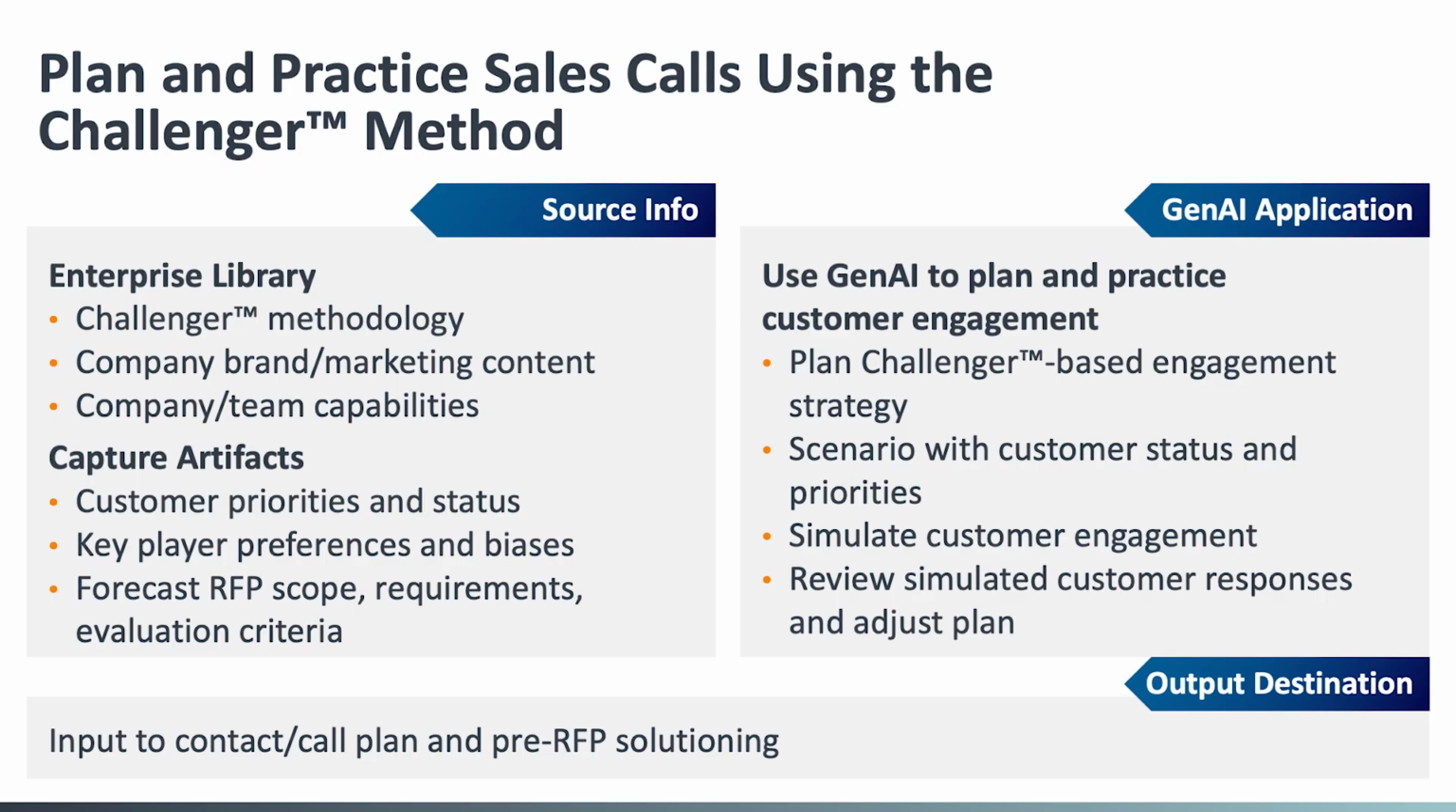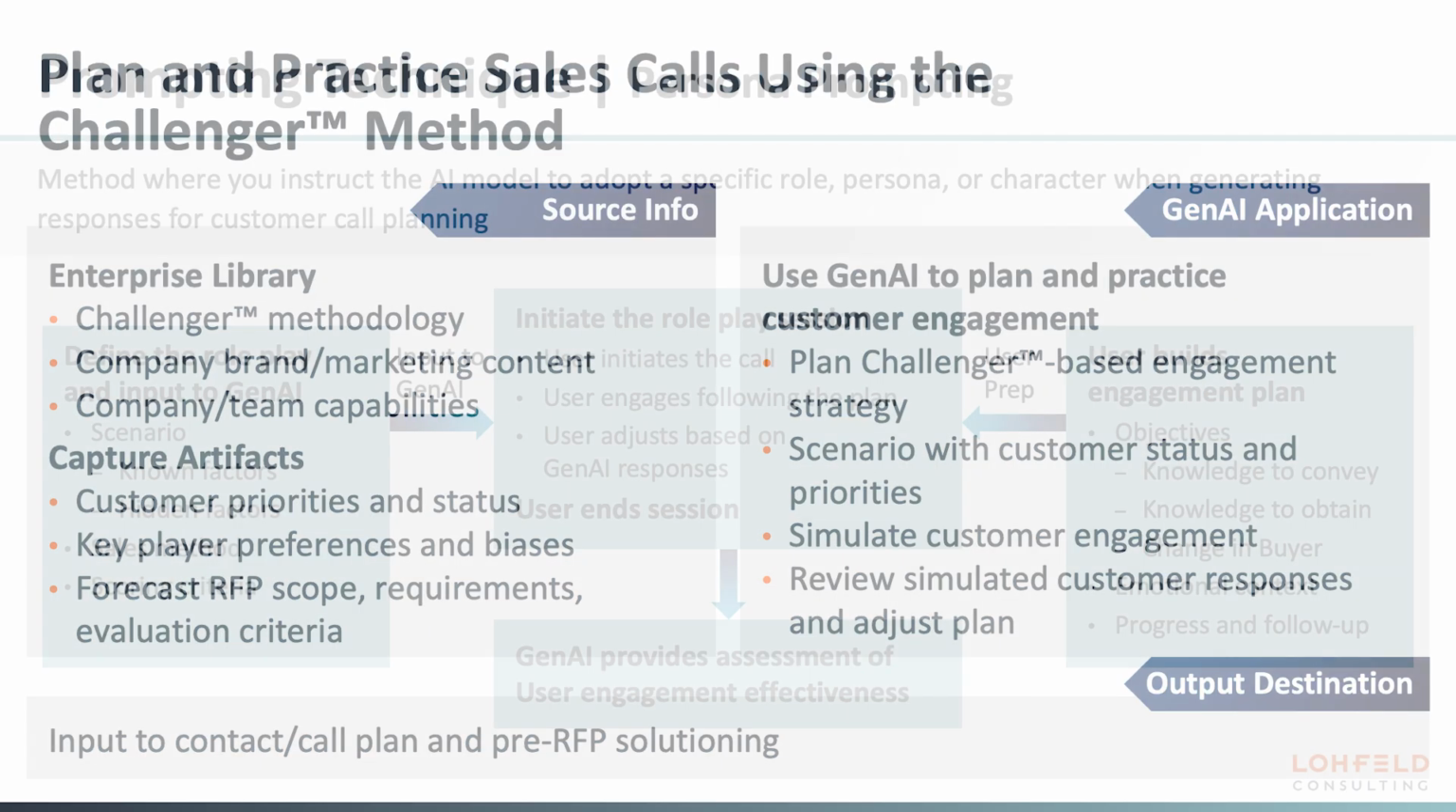Yeah. You can come up with scenarios with customer status and priorities. You can simulate customer engagement. I'll talk about that in just a moment. And you can review simulated customer responses to adjust your plan. And what do you do with these results from the Gen AI? You input them to your contact and call plan. People will put them to work and help you with both a call plan as well as pre-RFP solutioning.